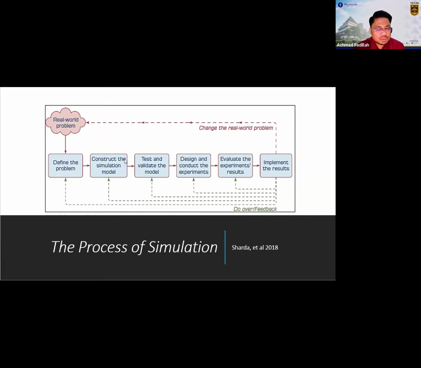The model means the simulation model, and you already understand the definition and the benefits before. So you need to mimic the situation. You already understand the problems and you construct the model, and then you test and validate your model. It means that you need to make sure that the model is accurate, mimicking the real world situation, and then design and conduct the experiment.